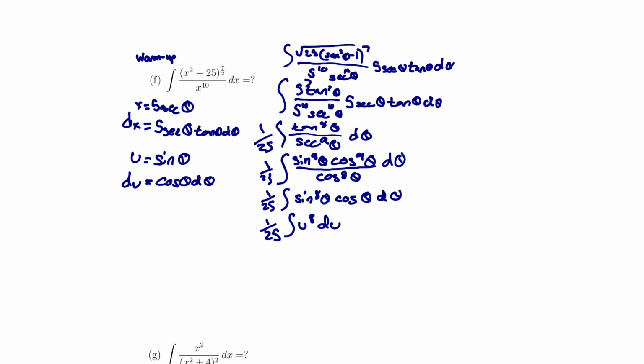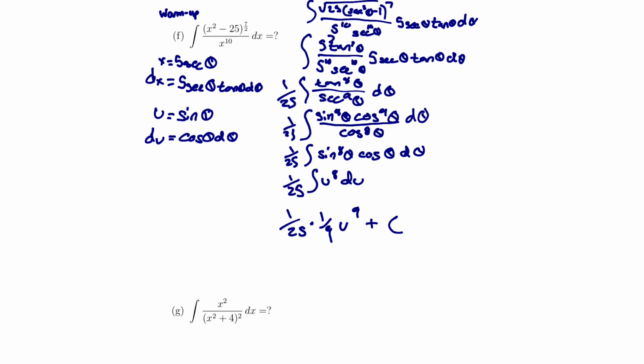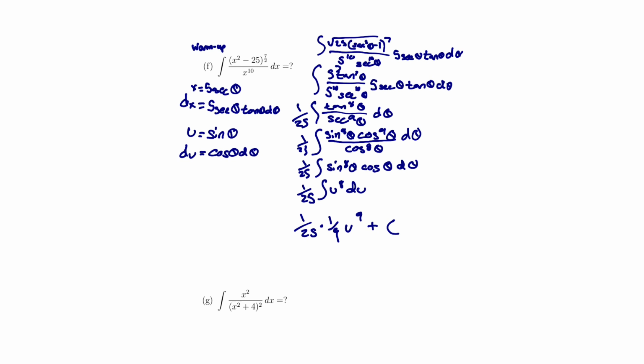Yes, sir. Yeah, we're fixing that. That'll be a 5 squared. There's an extra 5. What's dx? What's dx? 5 tangent theta. Yeah.